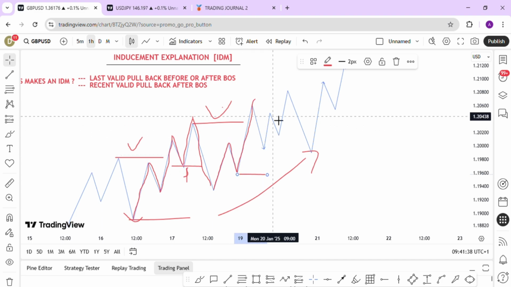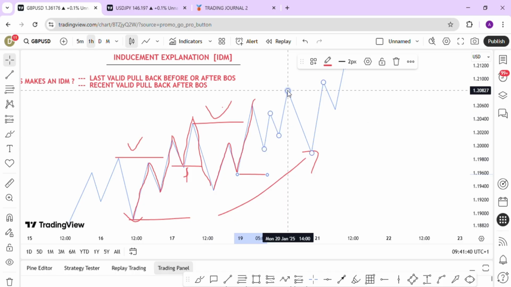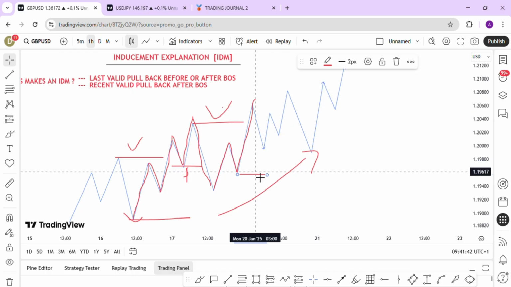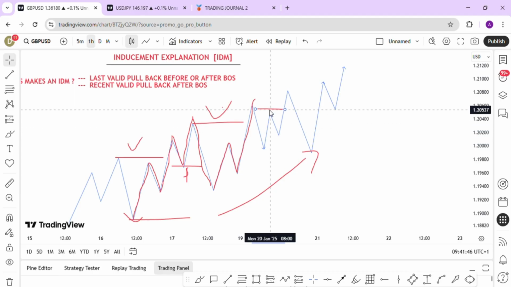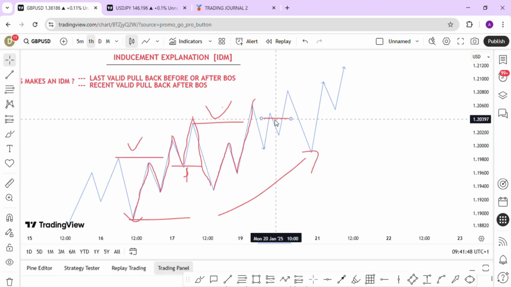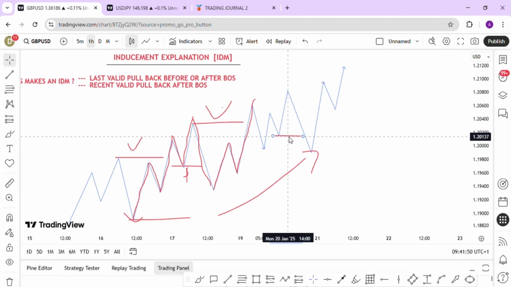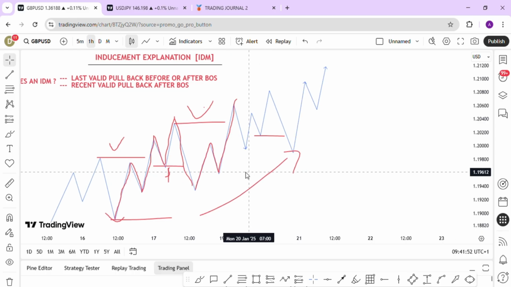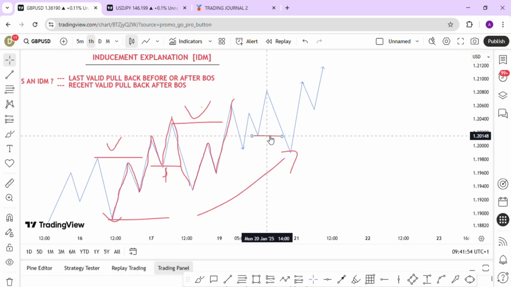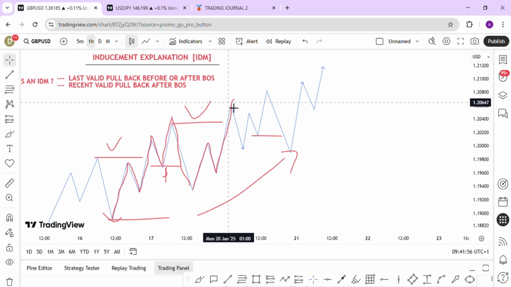Market created another push to the upside. So it means that now we have the recent valid pullback after break of structure. So this is where we have the pullback after the break of structure has happened.